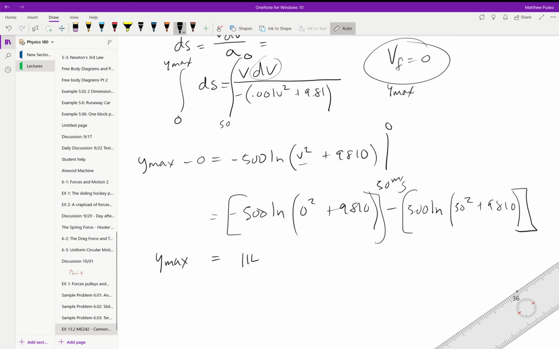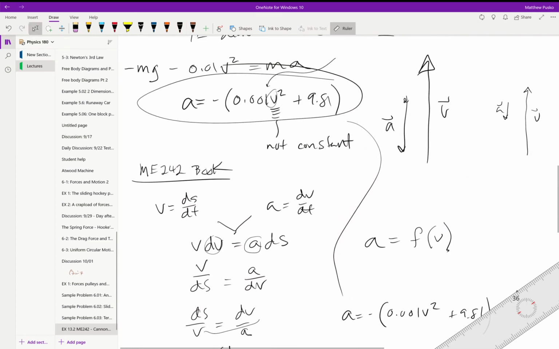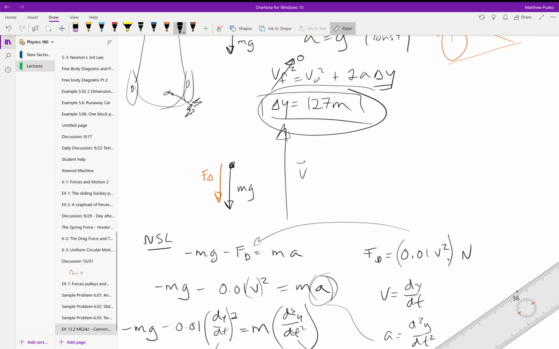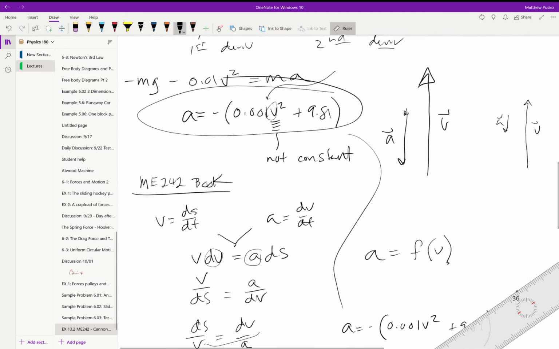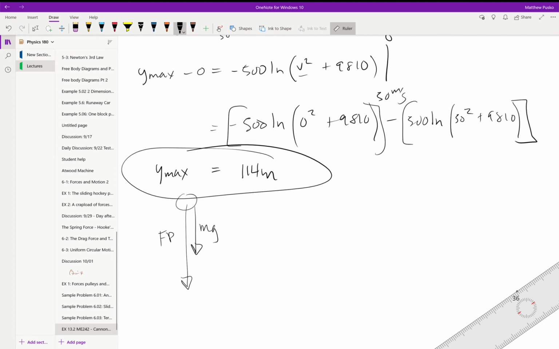of 114 meters. So initially we got 127 meters. That was with no drag. That's how far it went. That's how high it went. With drag pushing back down on the cannonball, and the acceleration due to gravity pushing down on the cannonball, it didn't go as high. It went 114 meters.